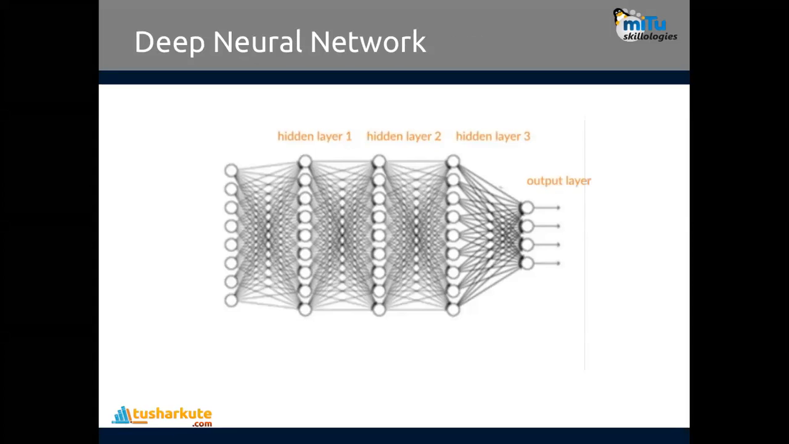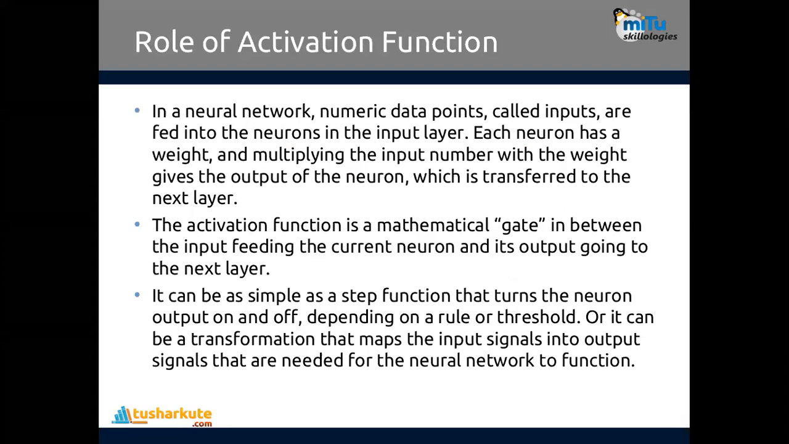Okay. Now, what's the role of the activation function in it? Numeric data points, which we call inputs, are fed to neurons in the input layer, and each neuron has a weight. Multiplying the input with the weight gives a value that is transferred to the next layer. Fine. After that, the activation function is a mathematical gate between the input feeding the current neuron and its output going to the next layer.